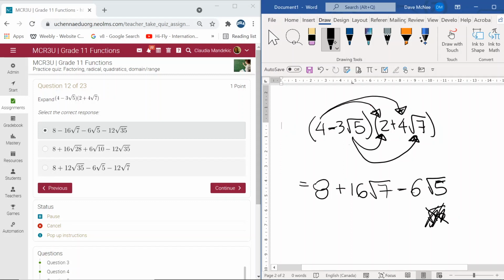And then we have negative 3 root 5 times 4 root 7. Negative 3 times 4 is negative 12. Root 5 and root 7 get multiplied to give us root 35 because they're both under the square root sign.